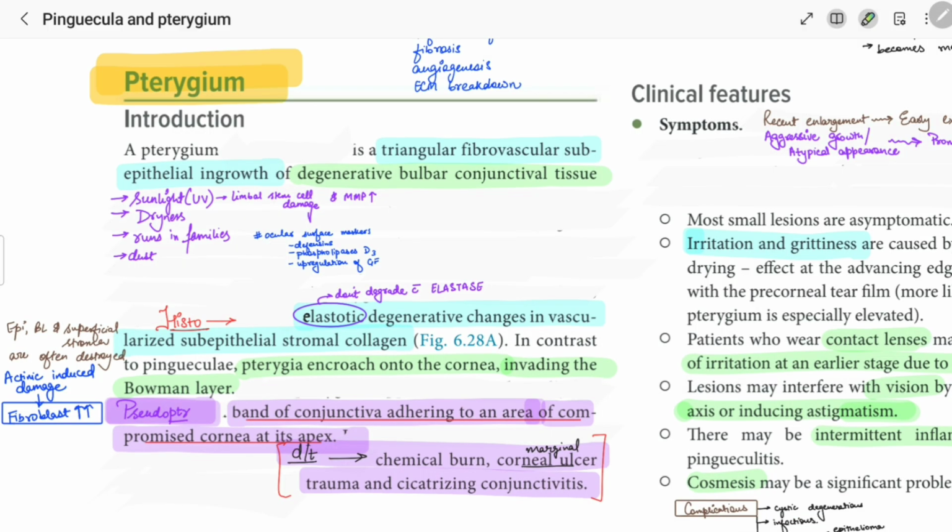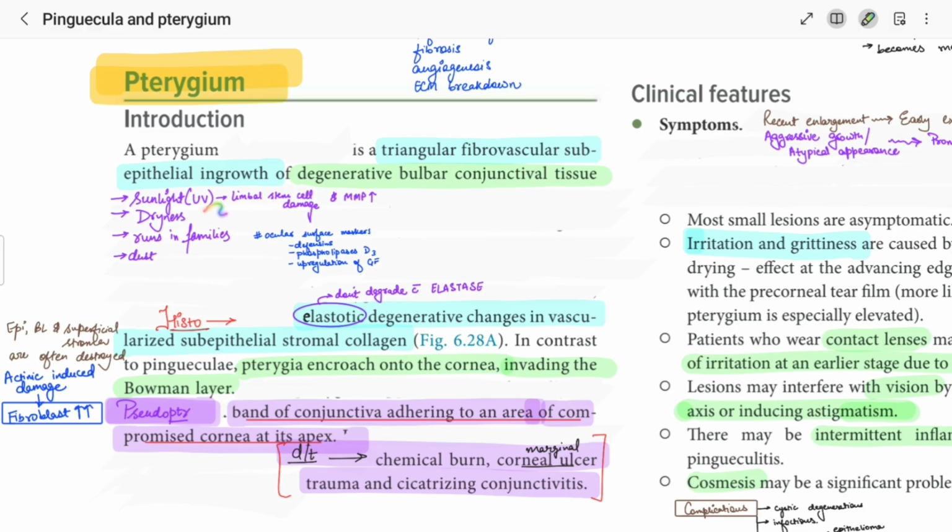Coming to pterygium. Pterygium is a triangular fibrovascular subepithelial ingrowth of degenerative bulbar conjunctival tissue. So here an important point to be noted is subepithelial ingrowth. That means the thickness of epithelium is normal in pterygium, and this is important to distinguish it from OSSN. I'll tell you this in detail later.